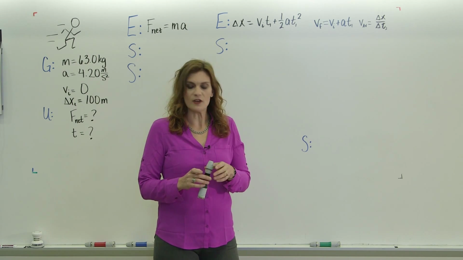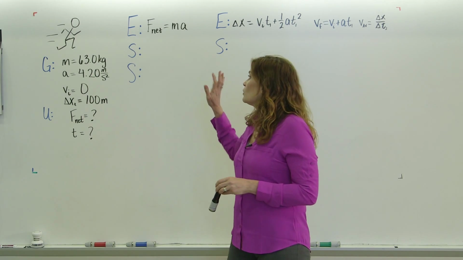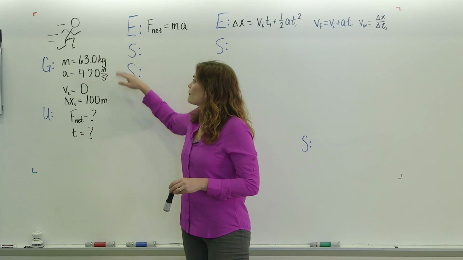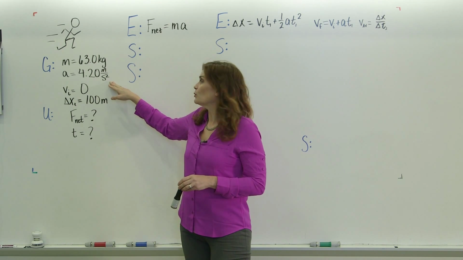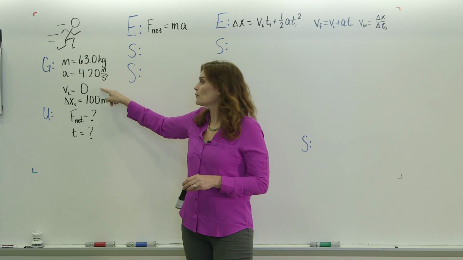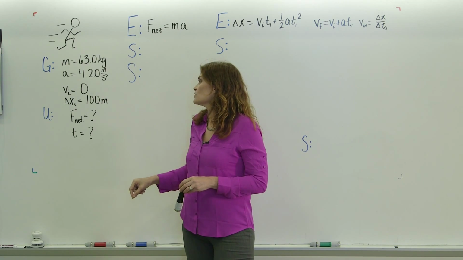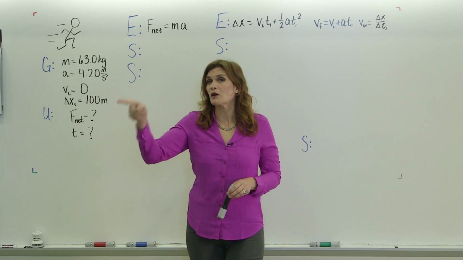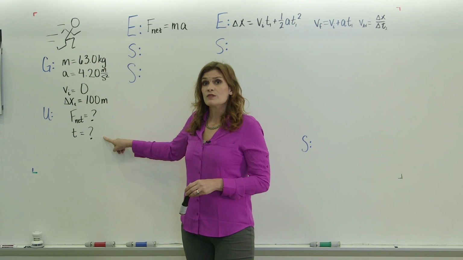So this one's kind of fun. If you like to do sports, you can think about the way that you run. We've got our givens written down. His mass is 63 kilograms. His acceleration is 4.2 meters per second squared. Starts from rest, and his total displacement is going to be 100 meters. We're assuming he's running on a straightaway. We want to know what his net force is and what the total time is.